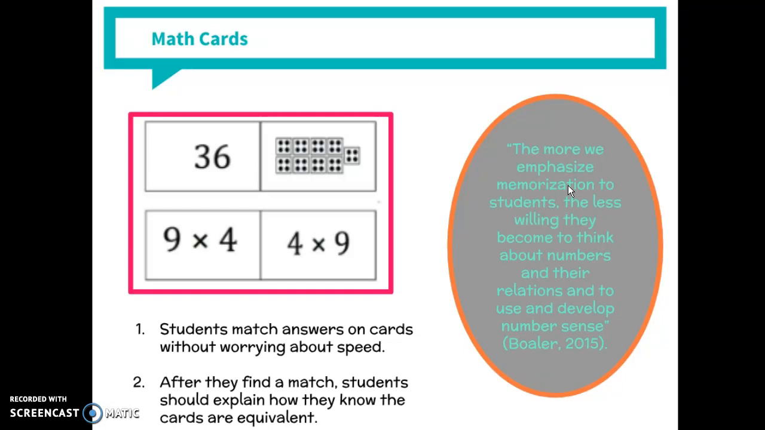So we have 36 as a number, we have 9 times 4, we have 4 times 9, and then we have this visual representation to show that it's 9 groups of 4, or if they were really thinking about it in a different way, they might say it's 8 groups of 4 with 1 more 4 added. The more we emphasize memorization to students, the less willing they become to think about numbers and their relations and to use and develop number sense.